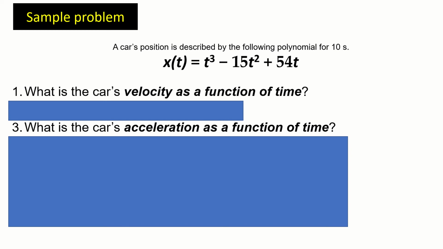The first question is the car's velocity as a function of time and then the car's acceleration as a function of time. So, let us remember that this is a position function, so the first derivative of a position function is your velocity, while the second derivative of the position function is your acceleration, or generally, the derivative of a velocity is your acceleration.